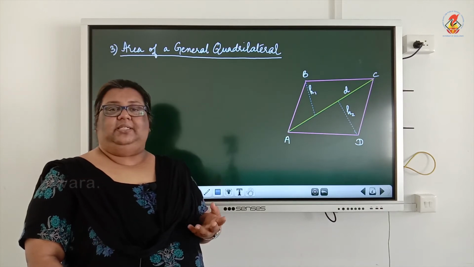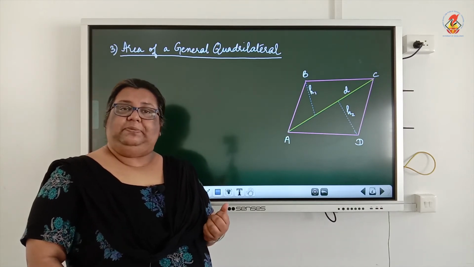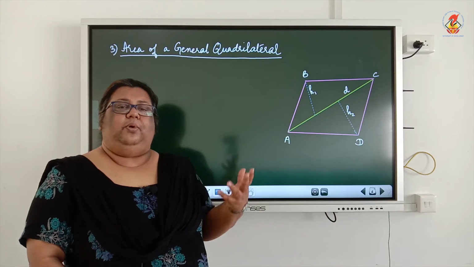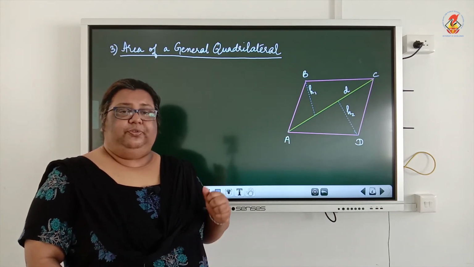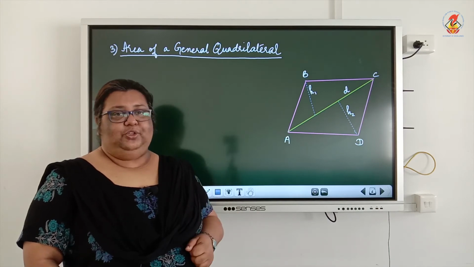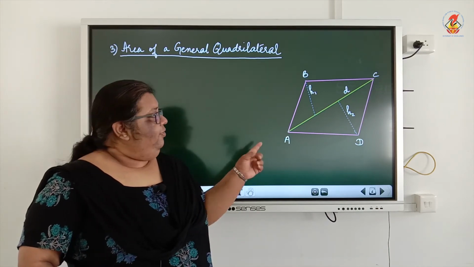Area of a trapezium, half h into a plus b. But in case a general quadrilateral is given, how will you find the area? For that, we have an easy formula to learn. So let's check the figure here.